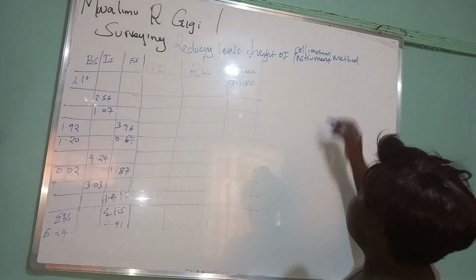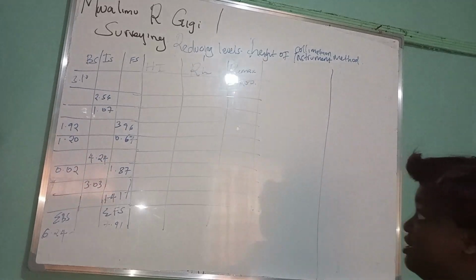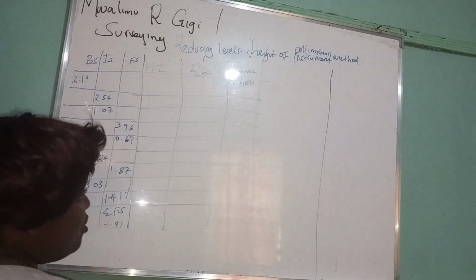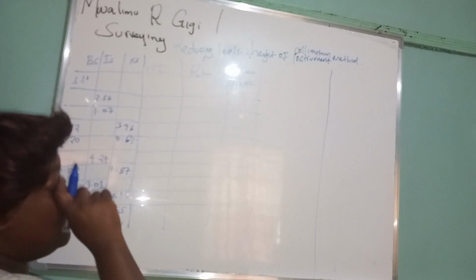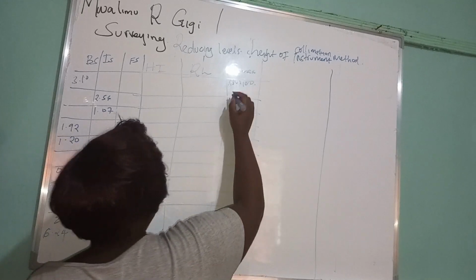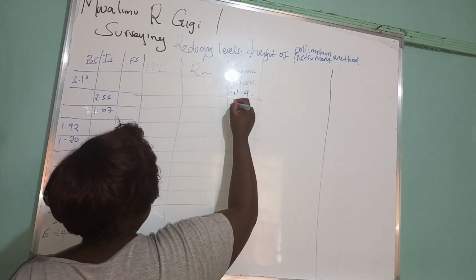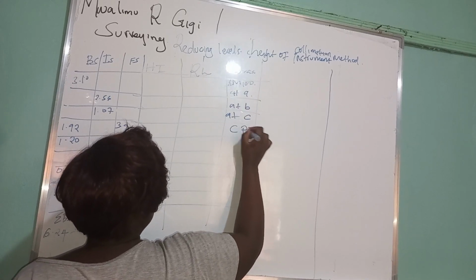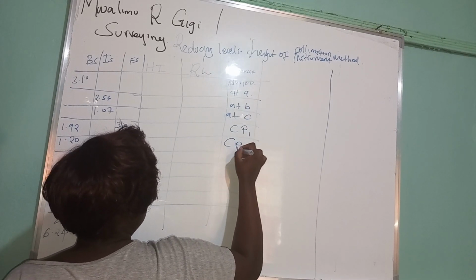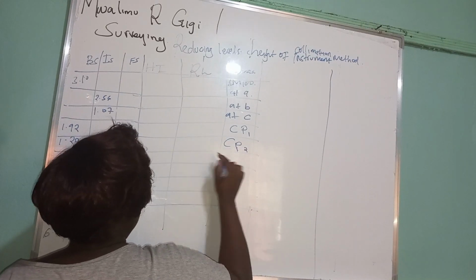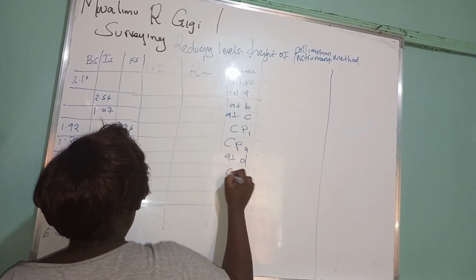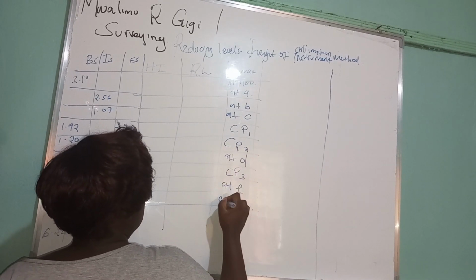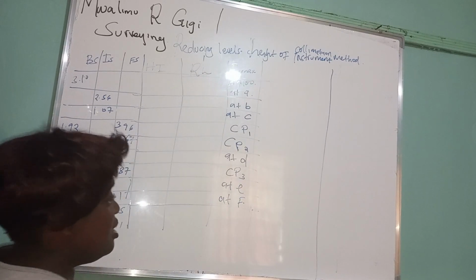So the first step is finding the reduced level. We have to give names to our points. So this is point A, point B, point C, then change point 1, then change point 2, then point D, then change point 3, then E, then lastly F.